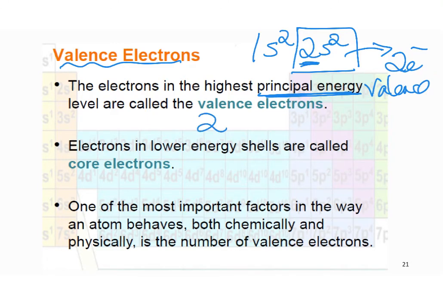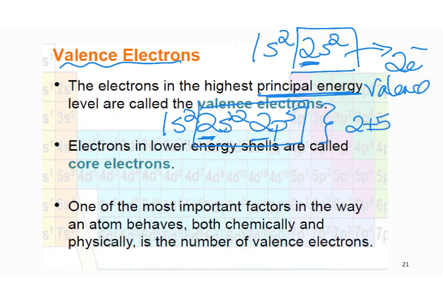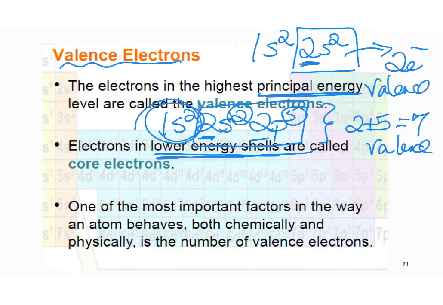Let's look at another one. Let's say we were looking at an atom with the electron configuration of this, which is fluorine, I think. So how many valence electrons does it have? Well, what's the highest principal energy level? It's 2. Be careful, because you have to count all electrons in that highest energy level. So this is 2 plus 5, okay, because you have 2s and 2p. So there are 7 valence electrons in this one. Any electrons in lower energy shells, so in this case the electrons in the 1 energy level, are called core electrons.